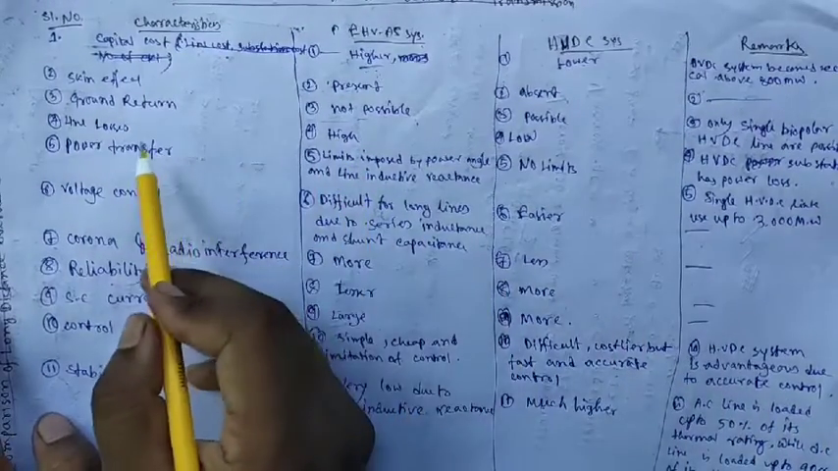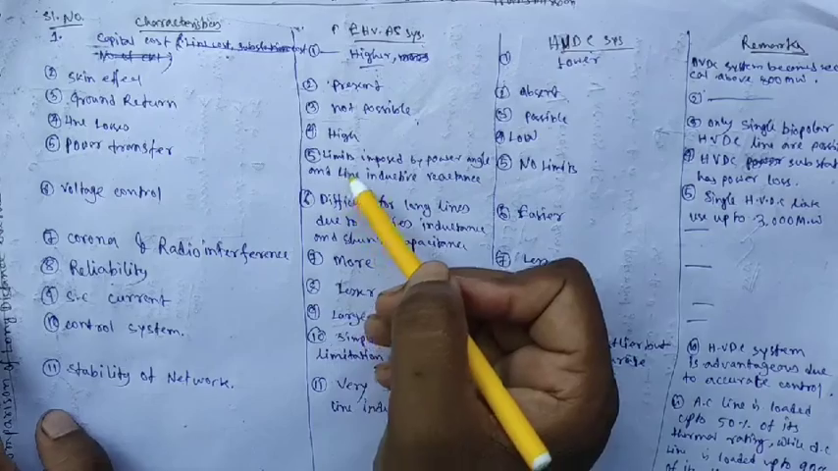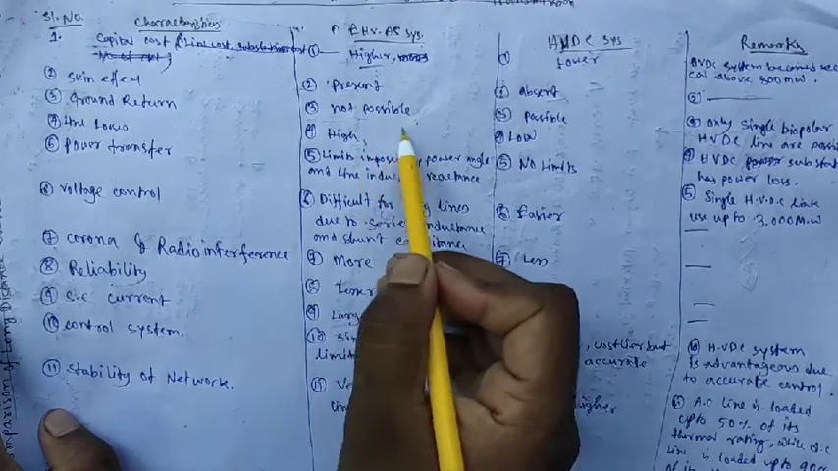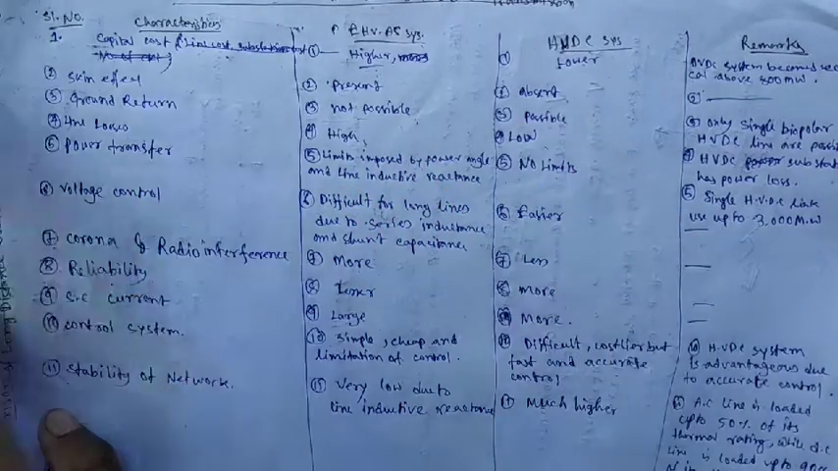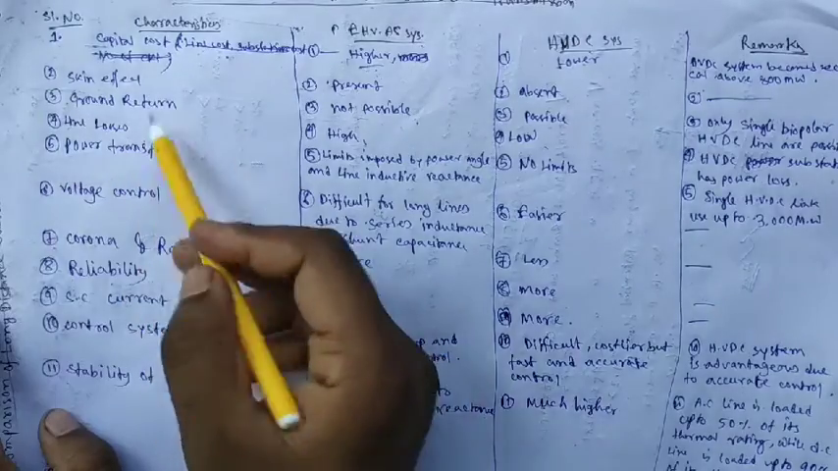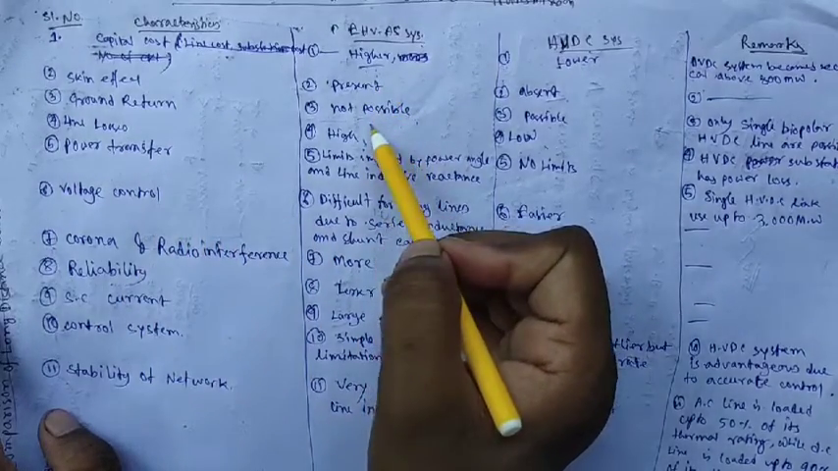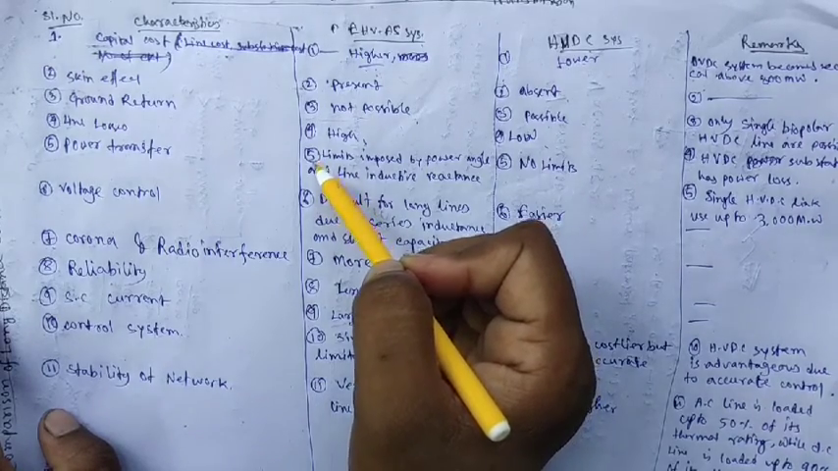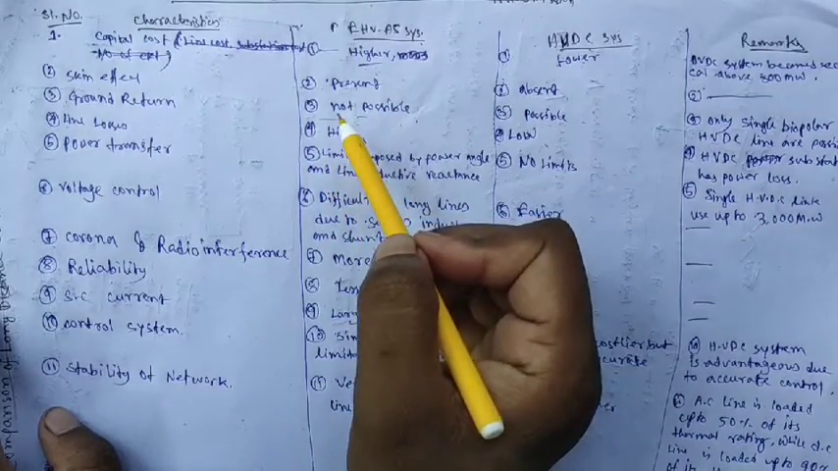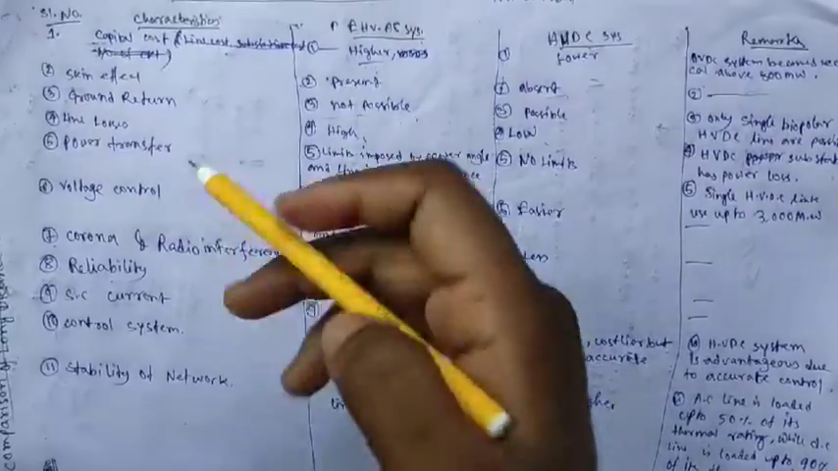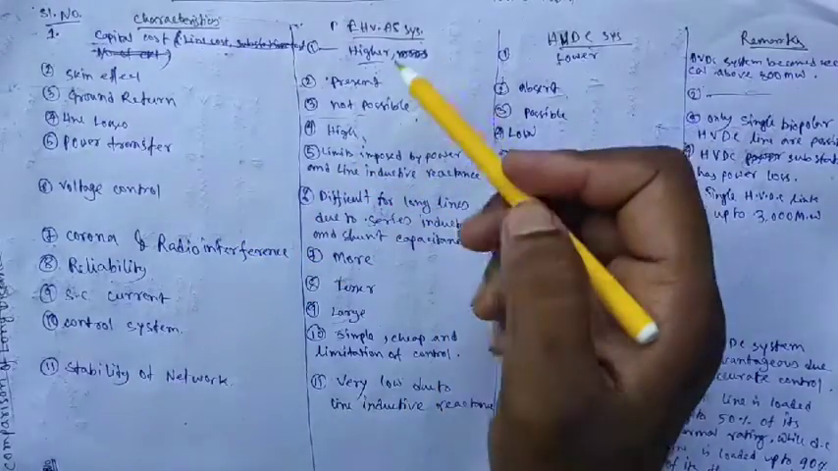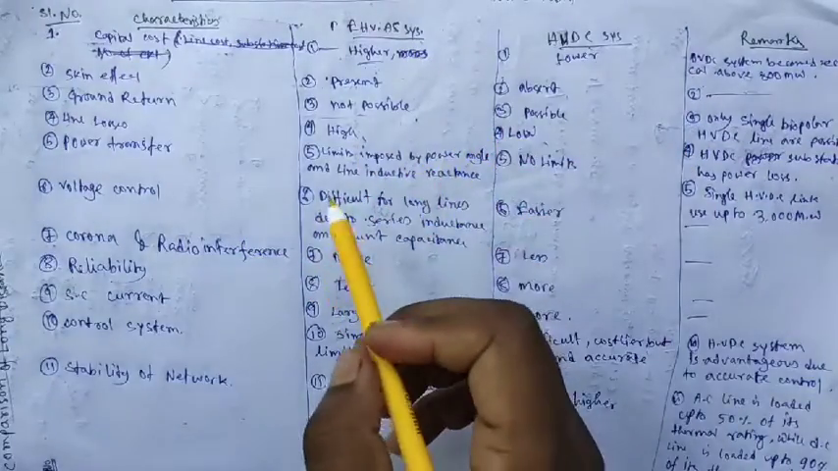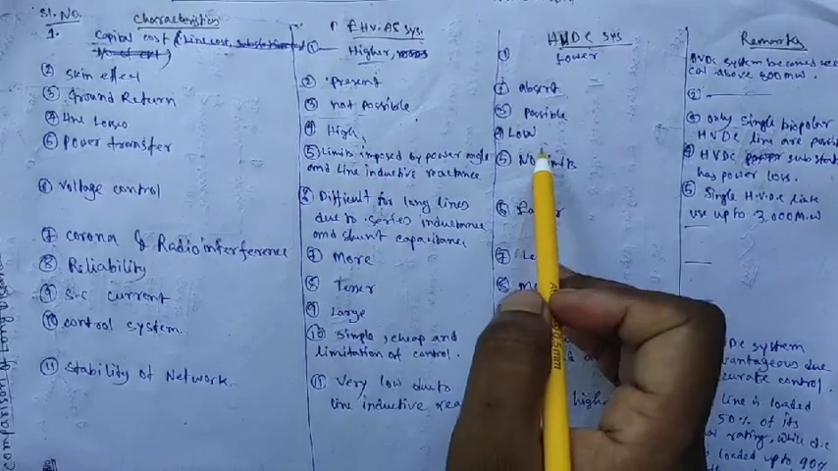Line losses will also be high in the extra high voltage AC system, and here they will be low, because the skin effect is present in the extra high voltage system, not in this system. Skin effect, Ferranti effect, and other losses. Skin and corona loss is much higher in extra high voltage, so the line losses are high there, and here they are low.